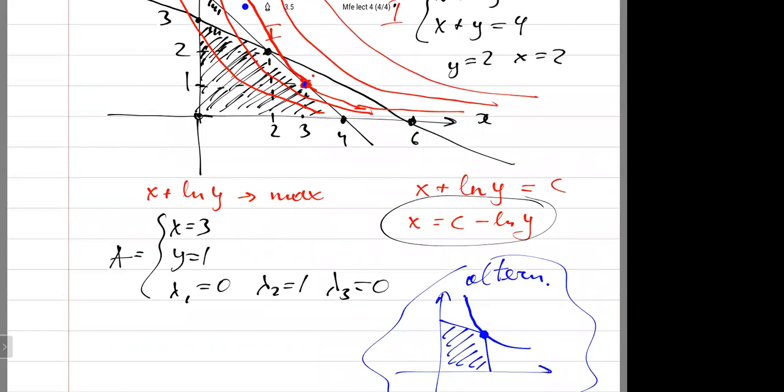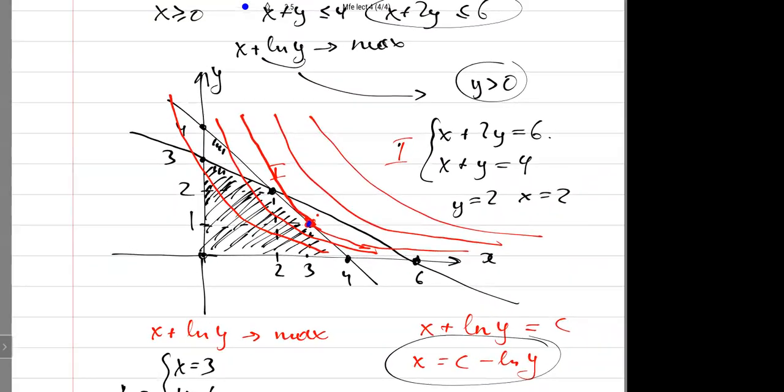we have lambda positive and negative depending on whether the condition is active or not. Okay, thank you.